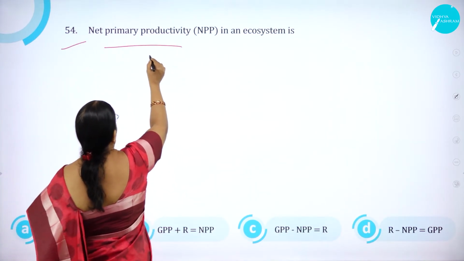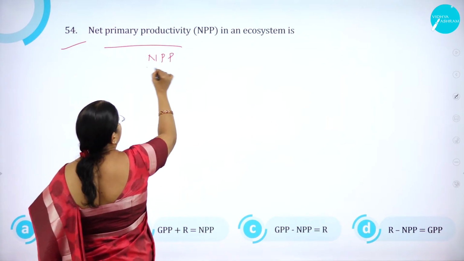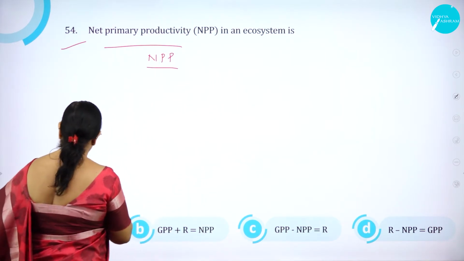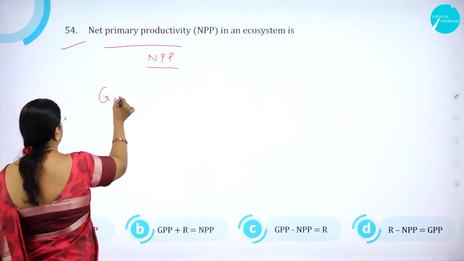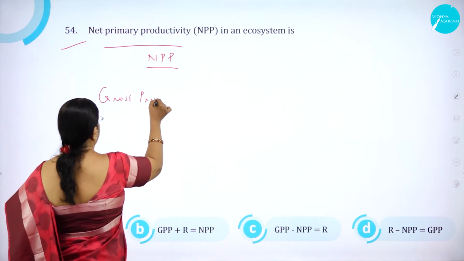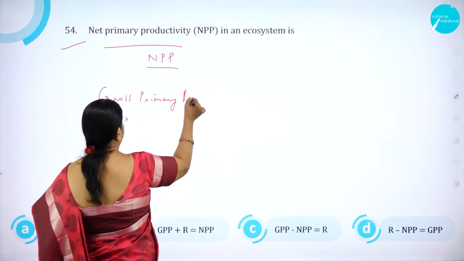Net primary productivity. How do we write it? NPP in an ecosystem is. GPP means what? Gross primary productivity.